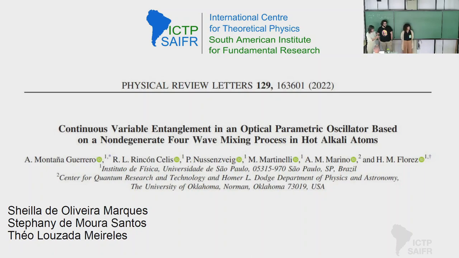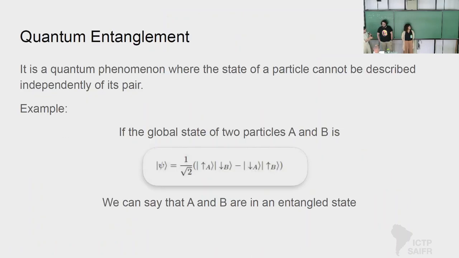This work studied one of the concepts that they work with, which is quantum entanglement. So let us quickly remind what quantum entanglement is. The idea of quantum entanglement is when you have a global state of two particles, or even more, that cannot be described separately, one particle from another. So the global state of one particle kind of depends on the state of the other particle.